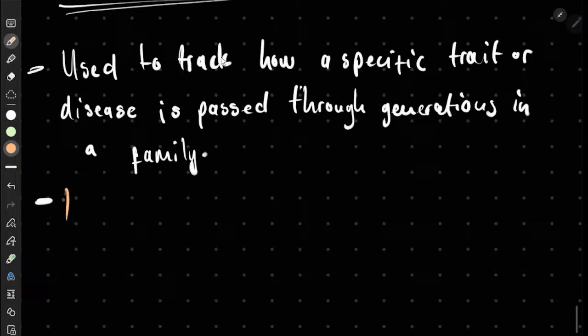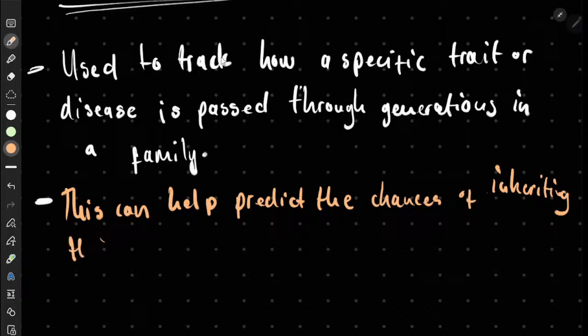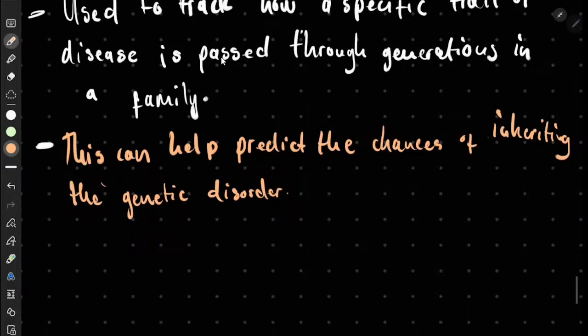Okay? So why is this important? Why would you do that? Because this can help predict the chances of you inheriting the genetic disorder. The genetic disorder. Are we together?